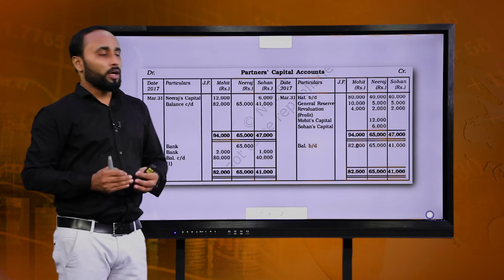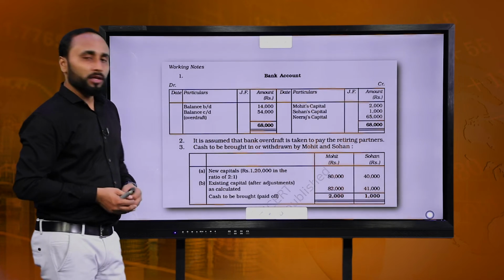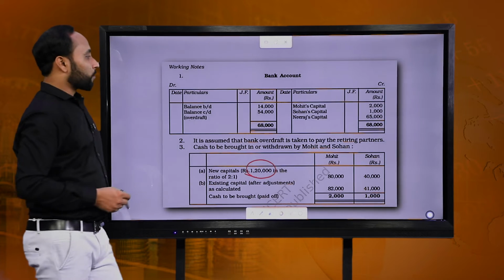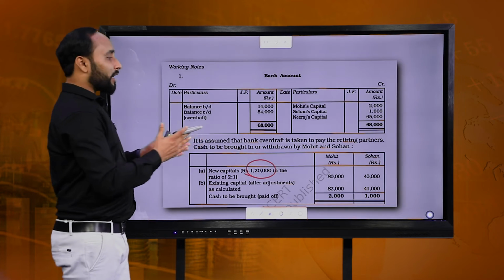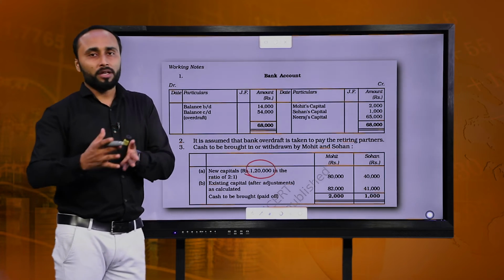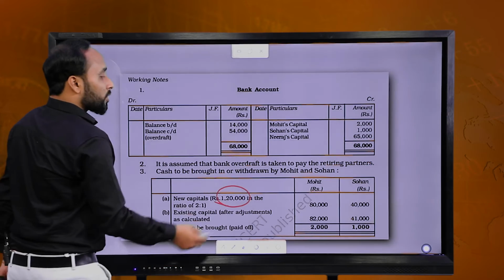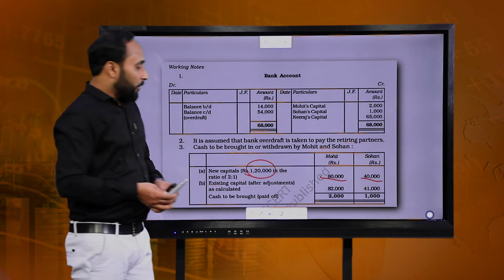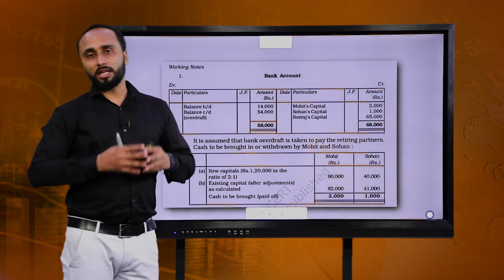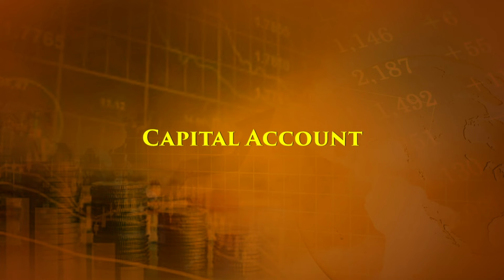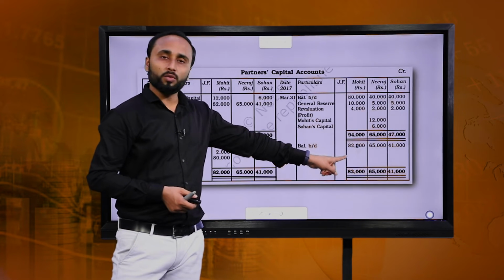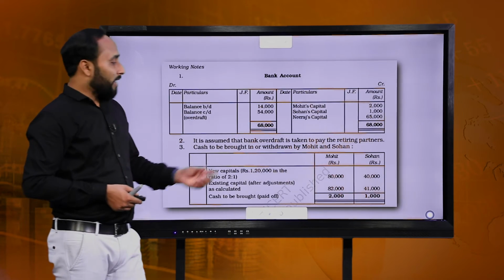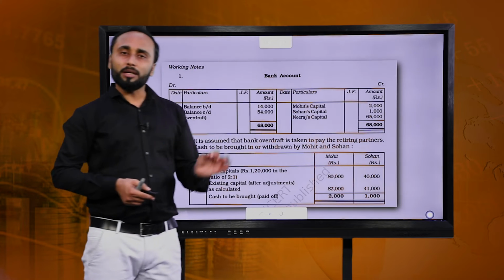As I have already told you, let us also take a look at the working notes. In the working notes, the total new capital of the firm, which is 1,20,000, will be shared among Mohit and Sohan in their new ratio, which is 2:1, right? So 120 will become 80 for Mohit and 40 for Sohan. Now you have to check what is their existing balance. If you look at the capital account, the existing balance of Mohit is 82,000, while for Sohan it is 41,000.